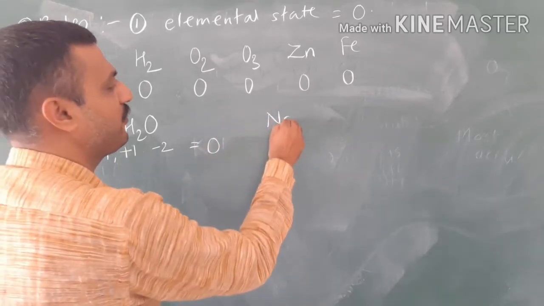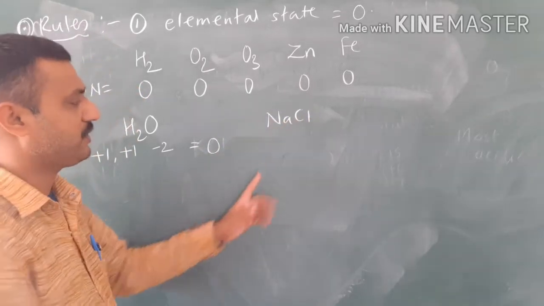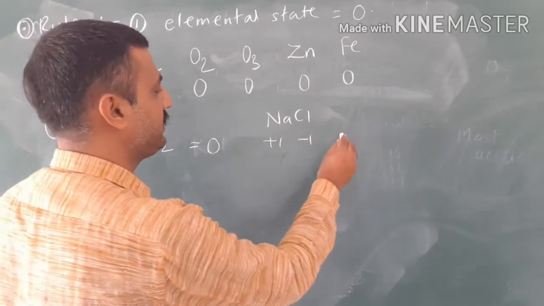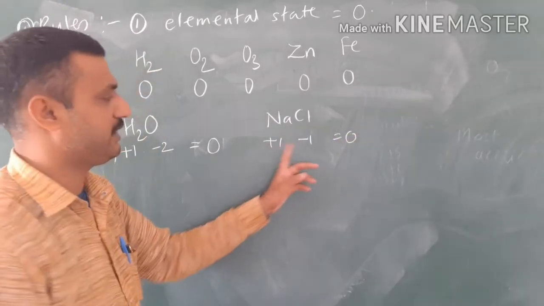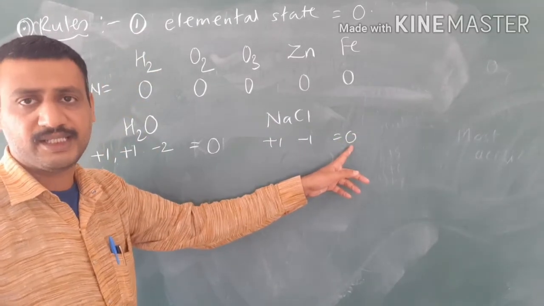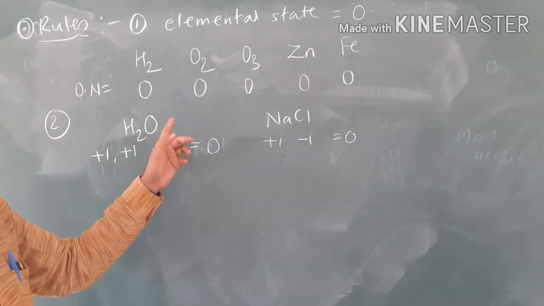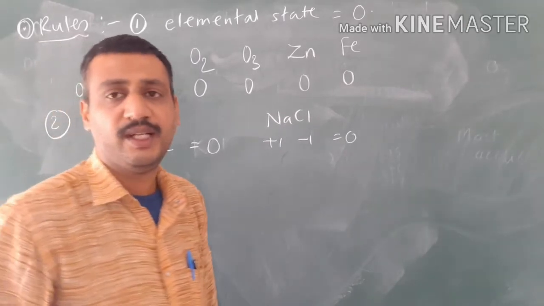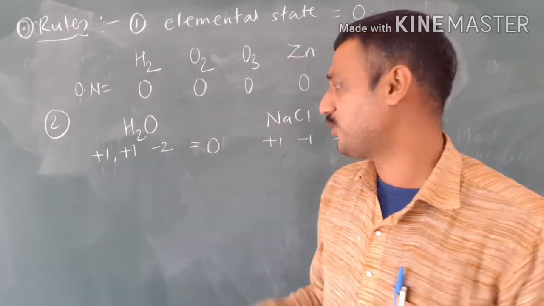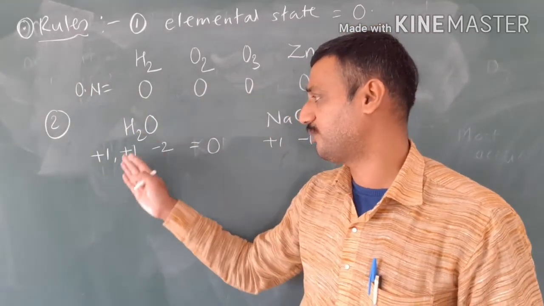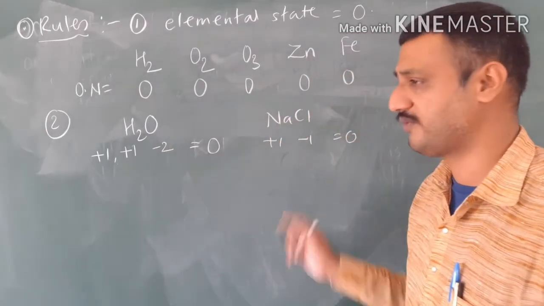Let's take an example of common salt. Sodium has oxidation state +1 and chlorine has oxidation state -1. The sum of the oxidation states of all species is 0, and that's why there is no charge over NaCl, just as there is no charge over water. Clear, all of you? Now you may ask, sir, how did you write that oxygen is -2, hydrogen is +1, and sodium is +1? Why is this written?